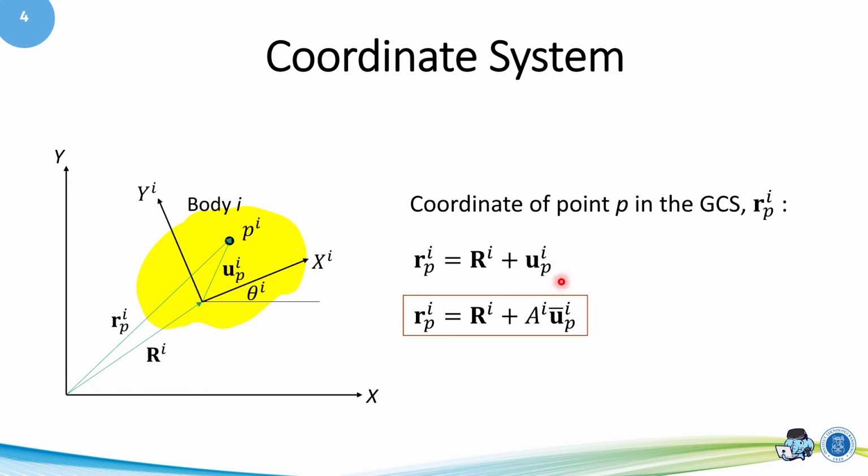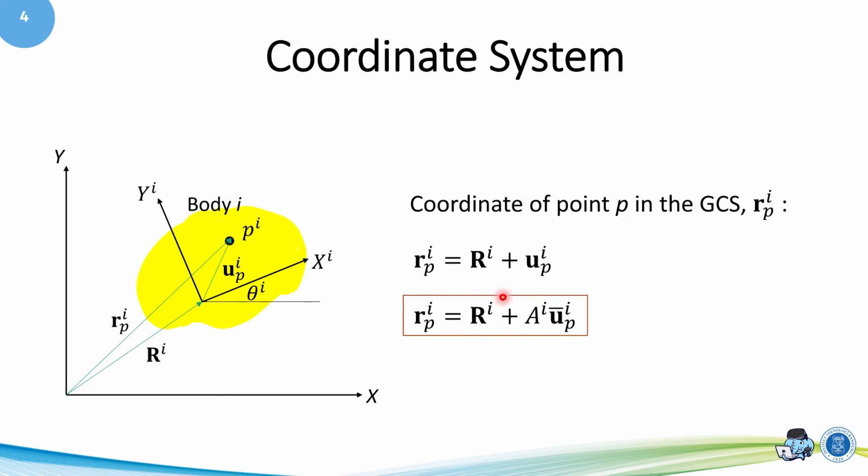And here we know that uPi is Ai times uPi bar, because uPi here is the global representation of the LCS to GCS, so we need to multiply with the rotation matrix. And finally, we can get the equation that the coordinate of the point P in the global coordinate system, small rPi, is Ri plus Ai times uPi bar.